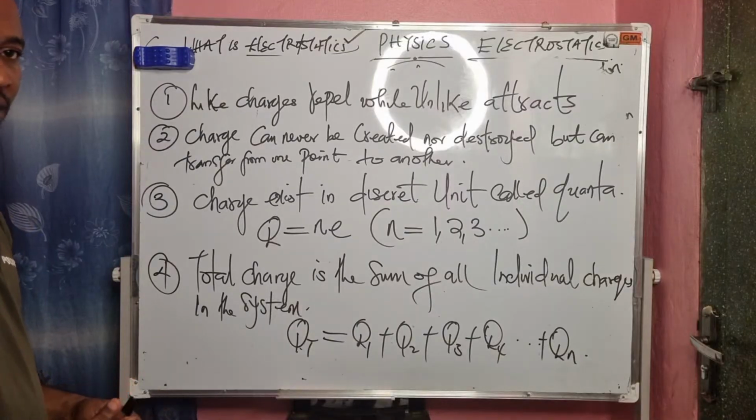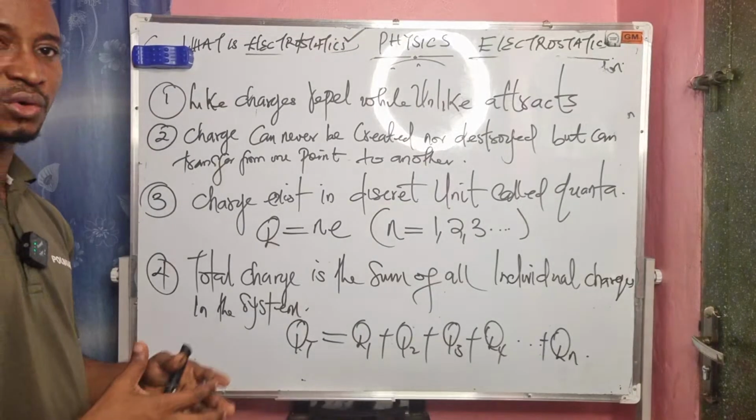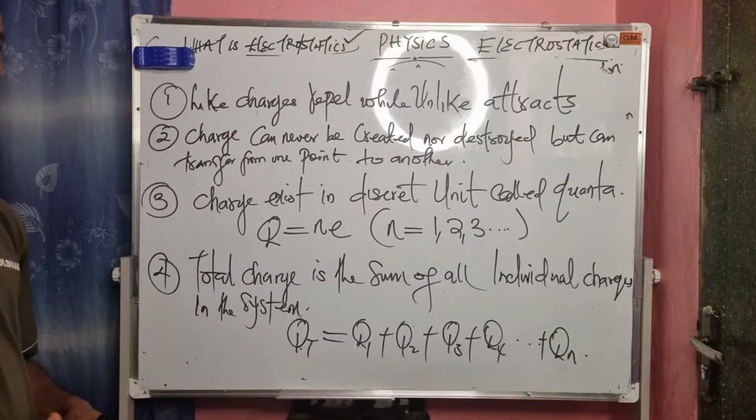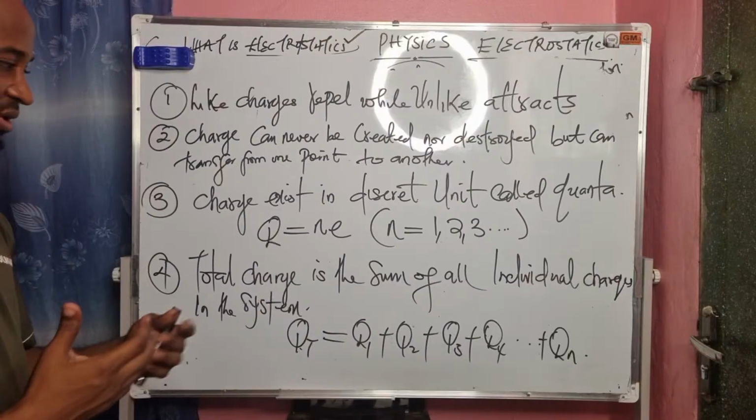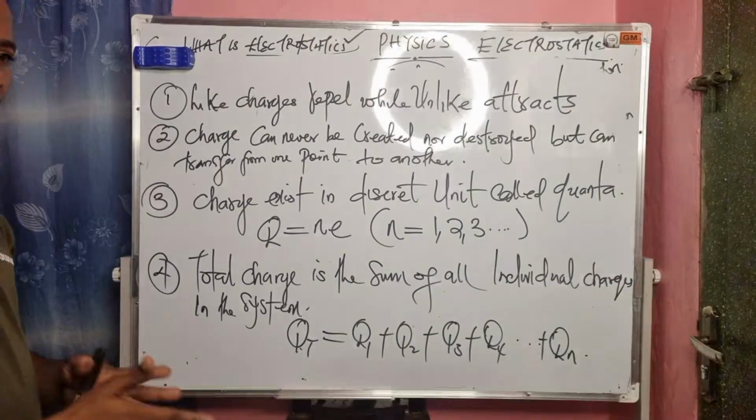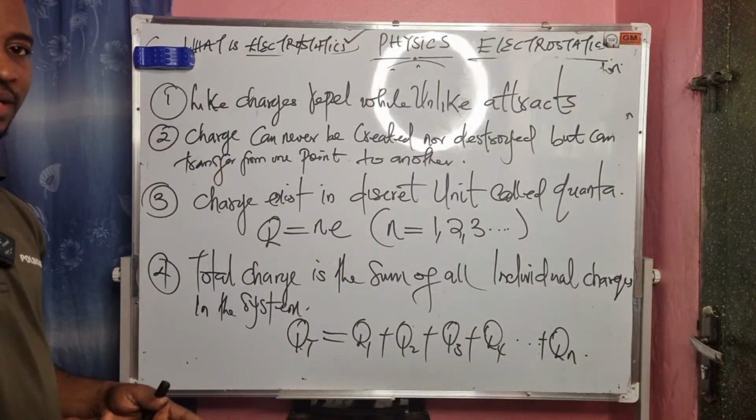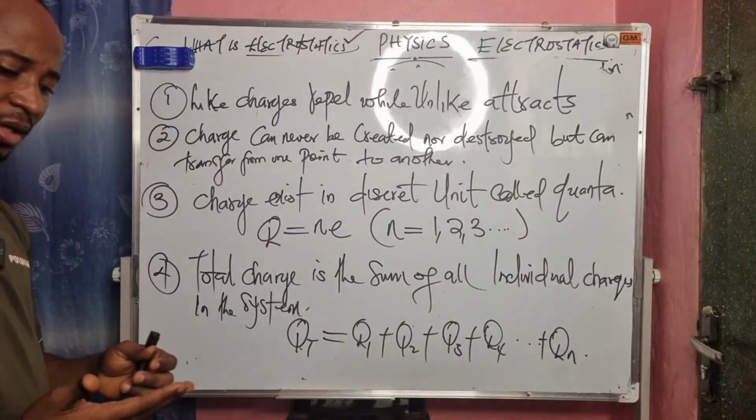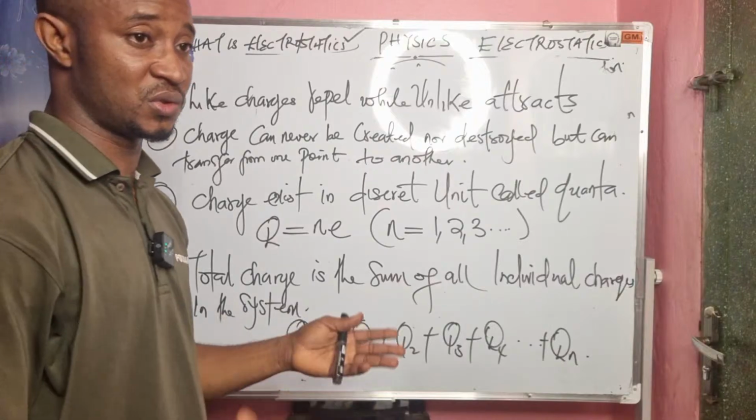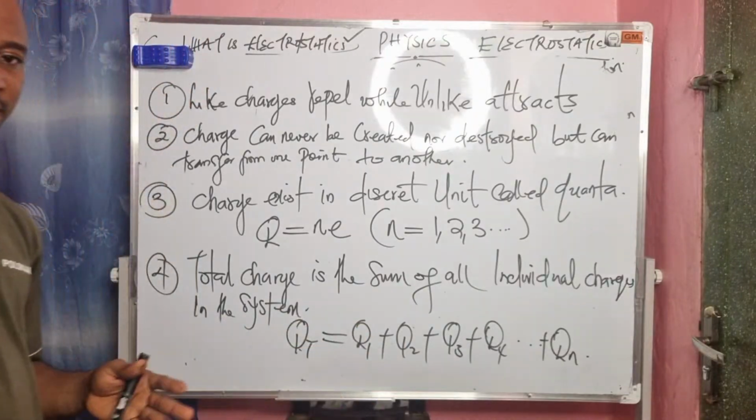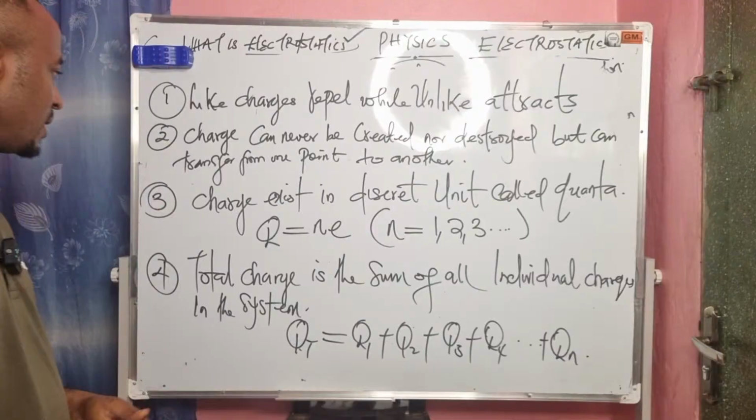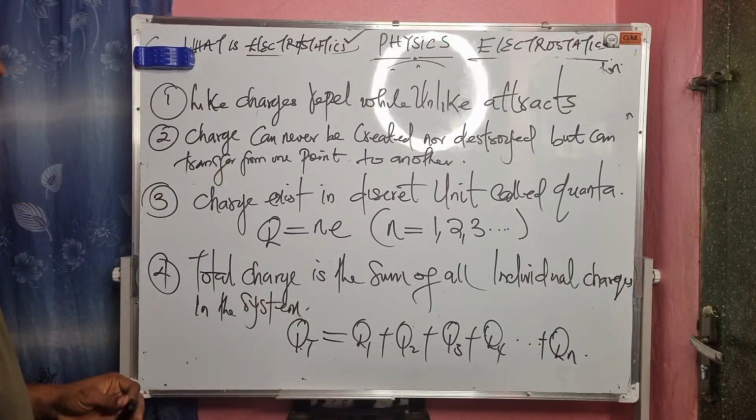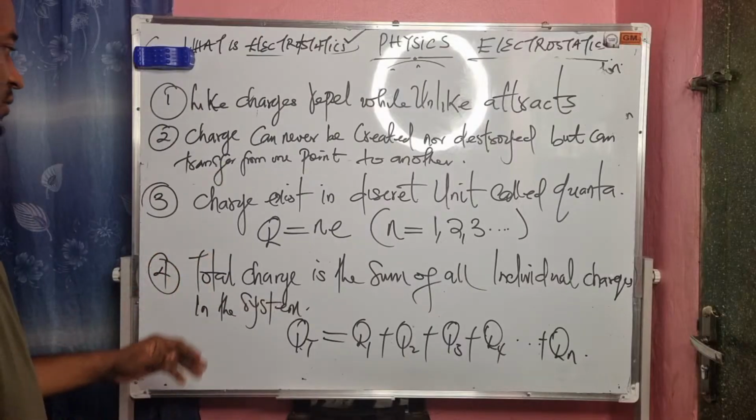Induction means without contact. There's no contact. Conduction means there must be contact. Friction also means there must be contact. Friction is when you rub two materials together, which can be insulators, and there can be a transfer of charge. So charge cannot be created nor destroyed, but can be transferred from one point to another.